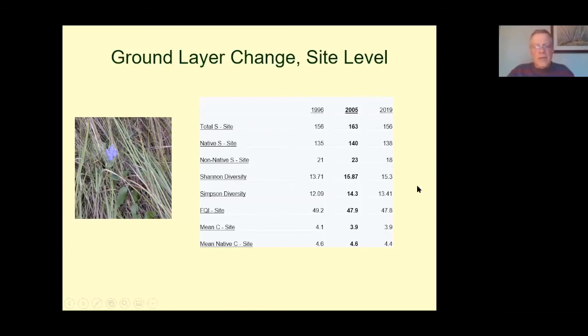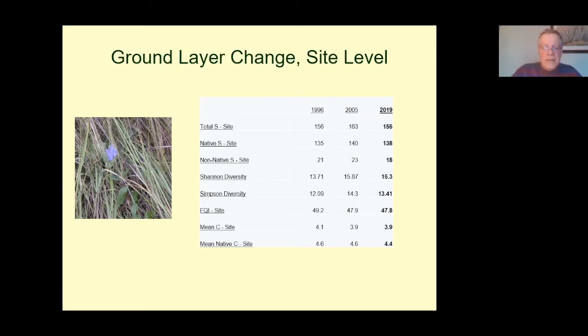So looking at 2005, site level total species richness was up to 163. Native richness is up to 140. Both of the diversity indices increased significantly over this time frame. And the floristic quality metrics are not much changed. If anything, they decline slightly.